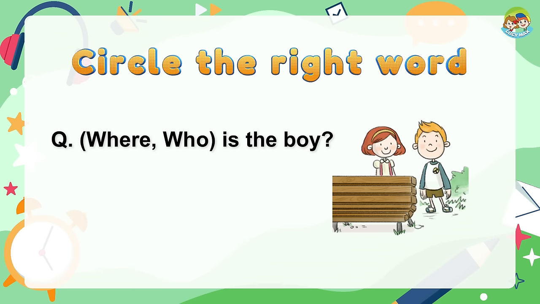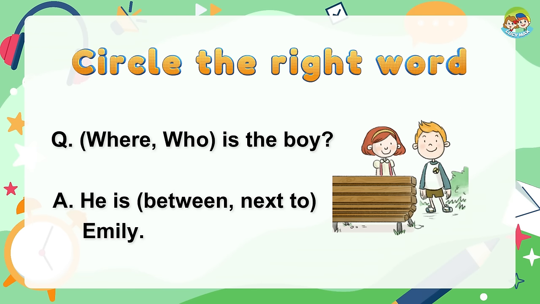Where, who, is the boy? He is between, next to, Emily. Here we are talking about the place of the boy. So we use where. Where is the boy? He is next to Emily.